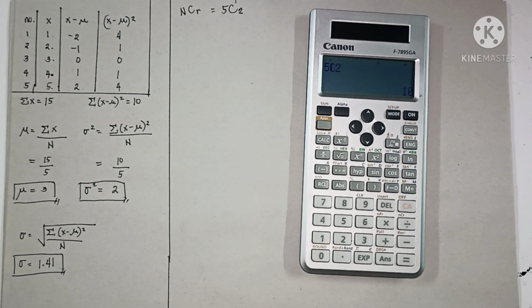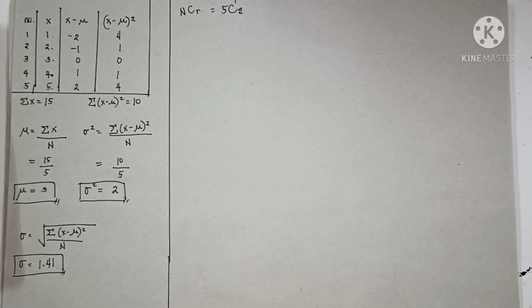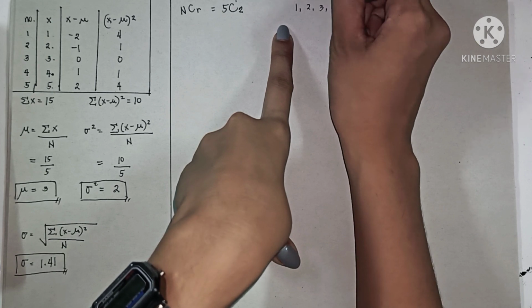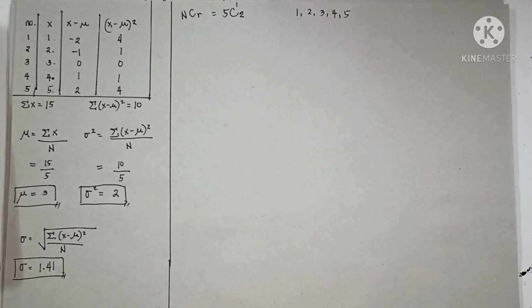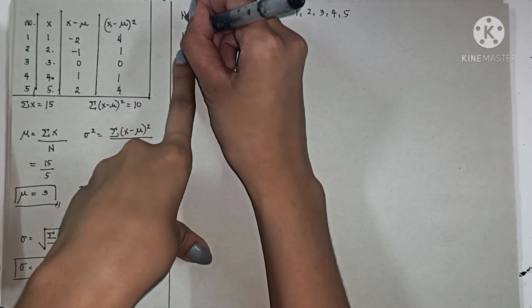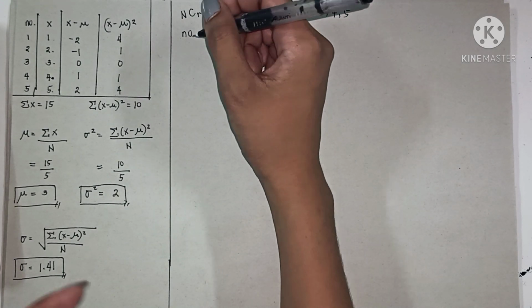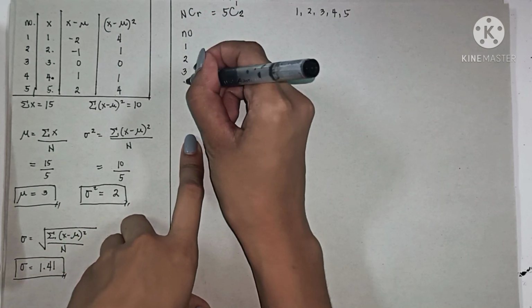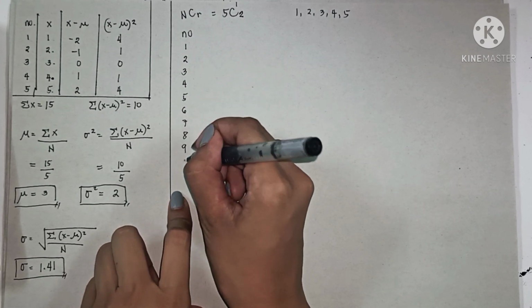Okay? So, ibig sabihin, 10 combinations yung inaasahan natin na mabubuo natin from this population. So, yung population natin is 1, 2, 3, 4, and 5. Alamin natin ano-ano ba yung combinations na yun, ano-ano ba yung samples na yun. So, sabi natin, umaasa tayo na magkakaroon tayo ng 10 combinations or 10 samples with a sample size of 2. So, 1, 2, 3, 4, 5, 6, 7, 8, 9, and 10.